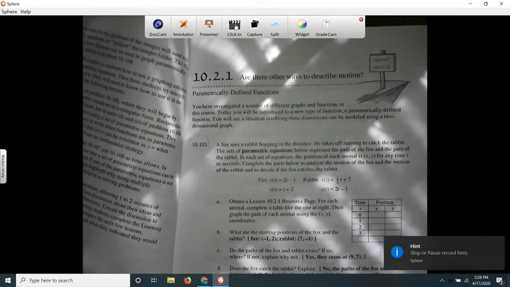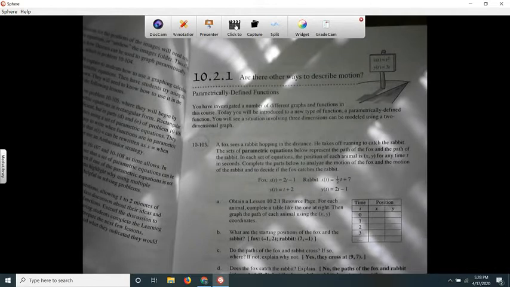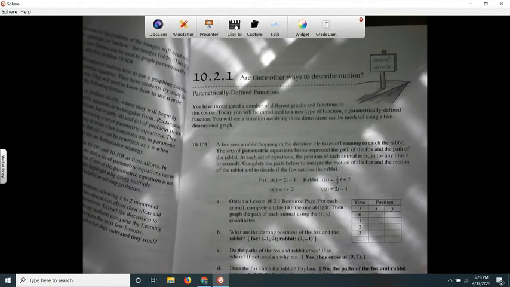Here's your pre-calc. It's 10.2.1, lecture part 1, parametrically defined functions. You've investigated a number of different graphs and functions in this course. Today you will be introduced to a new type of function, a parametrically defined function. You will see a situation involving three dimensions can be modeled using a two-dimensional graph.